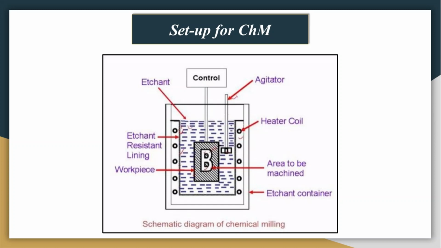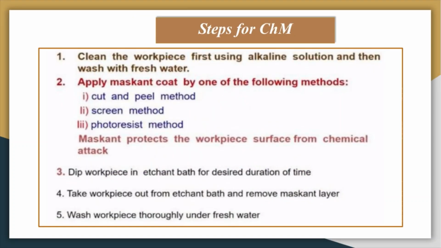In chemical machining we have to follow different steps. Let us discuss those steps. The first step is that we have to clean the workpiece with alkaline solution, and then wash it with fresh water. Then we have to apply a thin coating of maskant by the cut and peel method, or the screen method, or the photoresist method. These methods we are going to cover in the next slide.